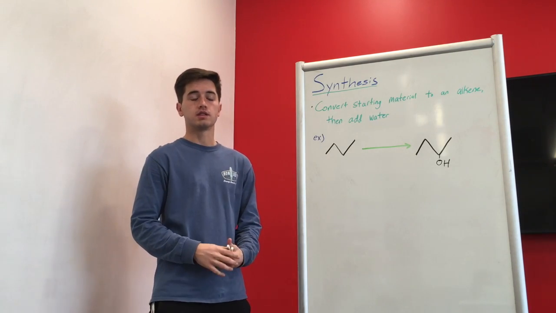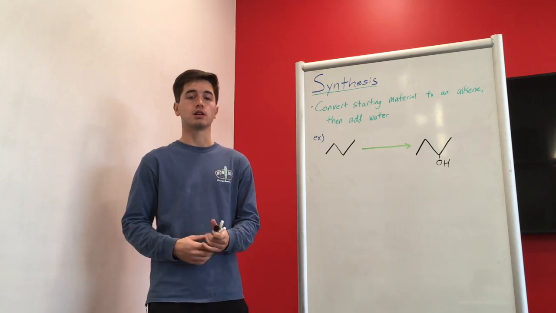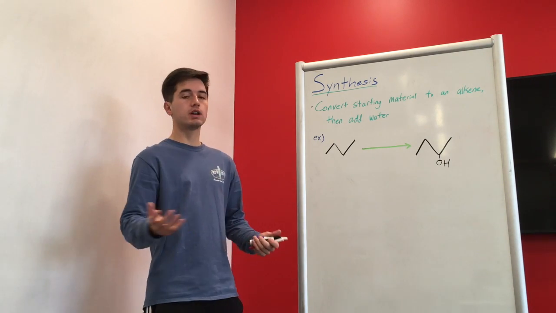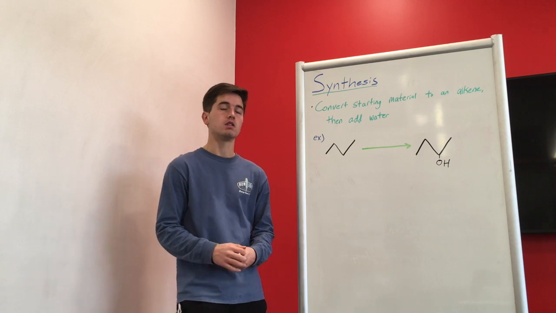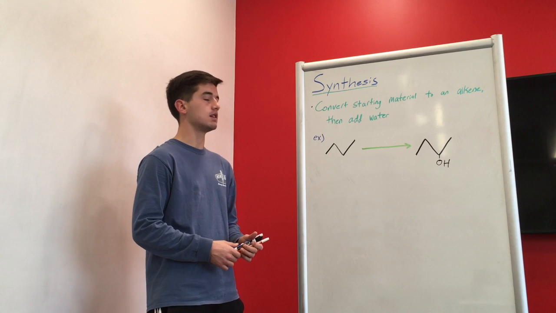Next, we're going to look at the synthesis of alcohols, and there's a lot in this section, so I'm going to break it down. The first way is if you take an alkane and you want to convert it to an alcohol, you have to convert the starting material to an alkene and then add water.